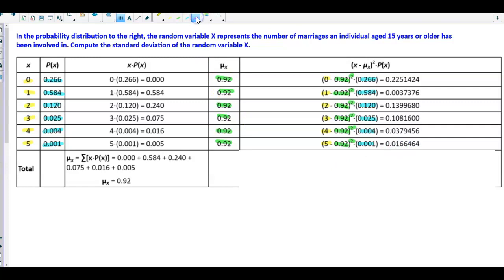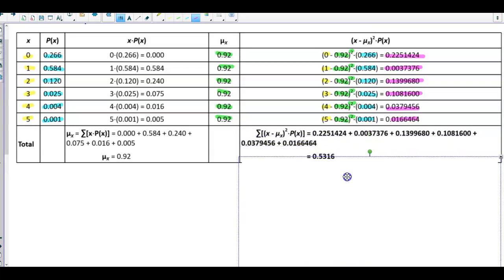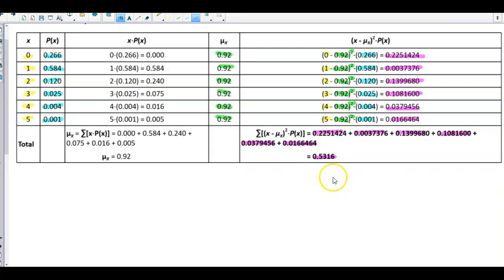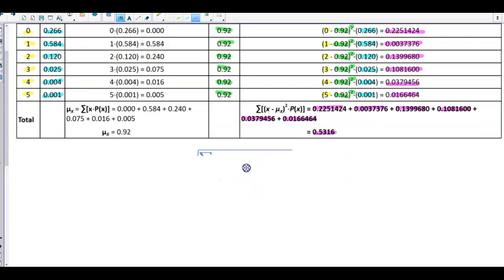And now we're going to take each of those values in this column and add them together. When we add them together, it gives us the sum, which is 0.5316. And now we're going to take this value and plug it into the formula to find the standard deviation.